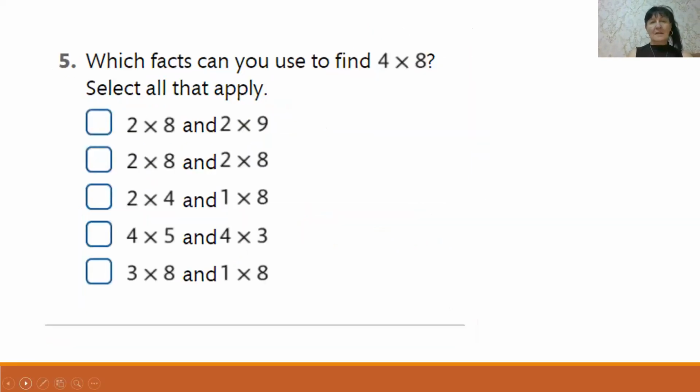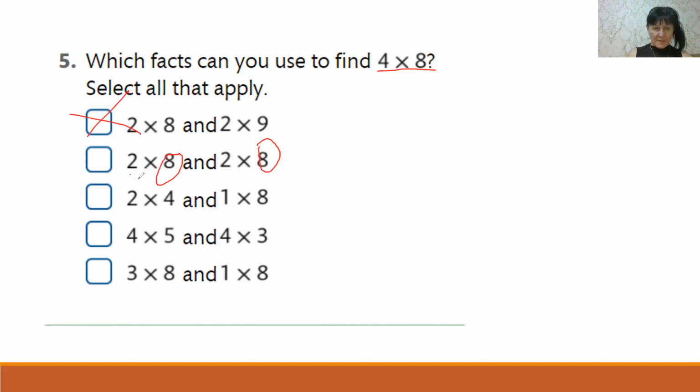Okay, which facts can you use to find 4 times 8? We are checking. So we have 4 times 8. One factor is 4, one factor is 8. Okay, so can you see here factor 4 in this one? No. Okay, here we can see factor 8 at the same place. Yes, here it's the second place.